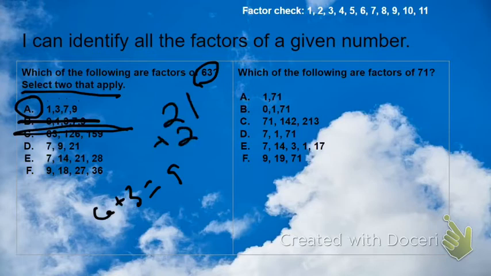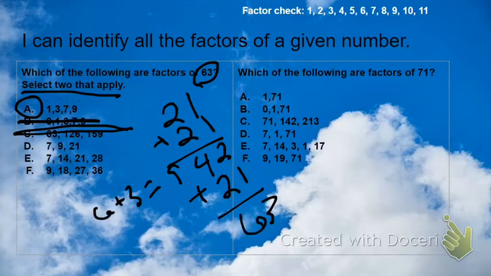21 plus 21. The reason I'm adding them is I'm trying to see if I add them enough if I can get 63. 21 plus 21 is 42, plus 21 more, oh, I got 63, which means 3 times 21 is going to get me 63. So all of those seem correct. So I selected A and D. And I could make sure, well, 28 is very close to 21, and I'm pretty sure if I added that up, it's not going to give me 63. And same thing with this 27, okay? So my answers were A and D.